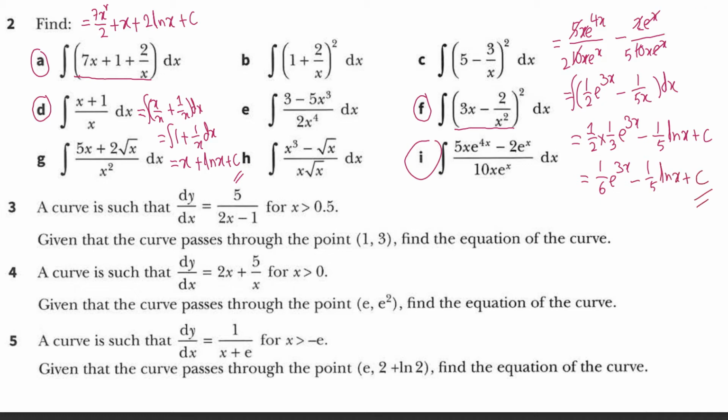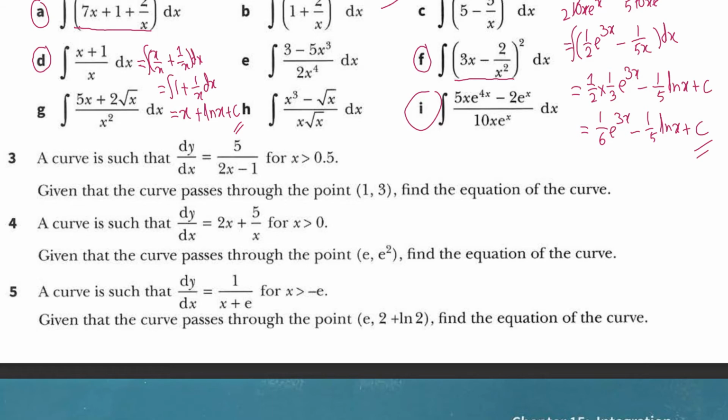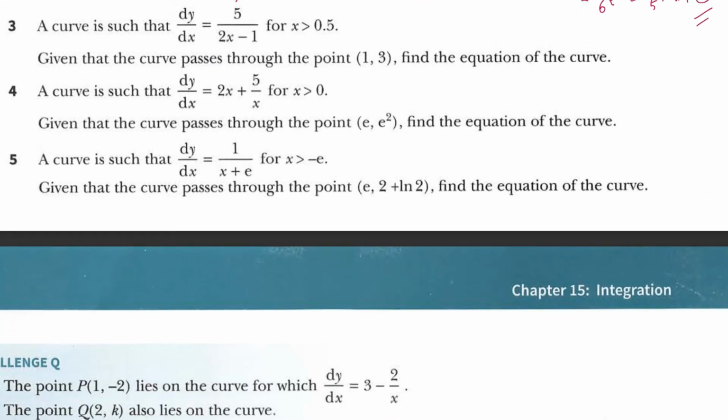So this is the Cambridge Admit book, and we are solving from exercise 15.6. Now we are trying to solve the questions from here. There are 3 questions. Let us try one by one. Question 3 is written here, dy by dx, and it passes through the point, find the equation of the curve.